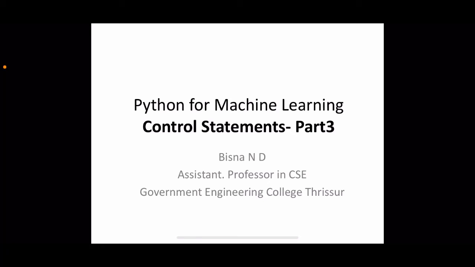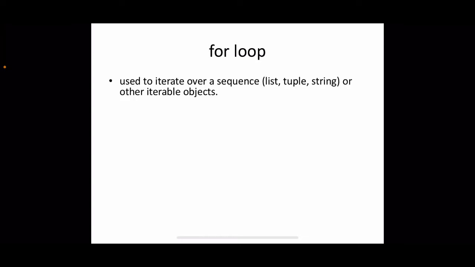In this session we will see the second type of iterative statements in Python, that is the for loop. We have already seen the while loop, right? How we can perform repetition using the while loop. Now the for loop is actually defined in a little bit different way.